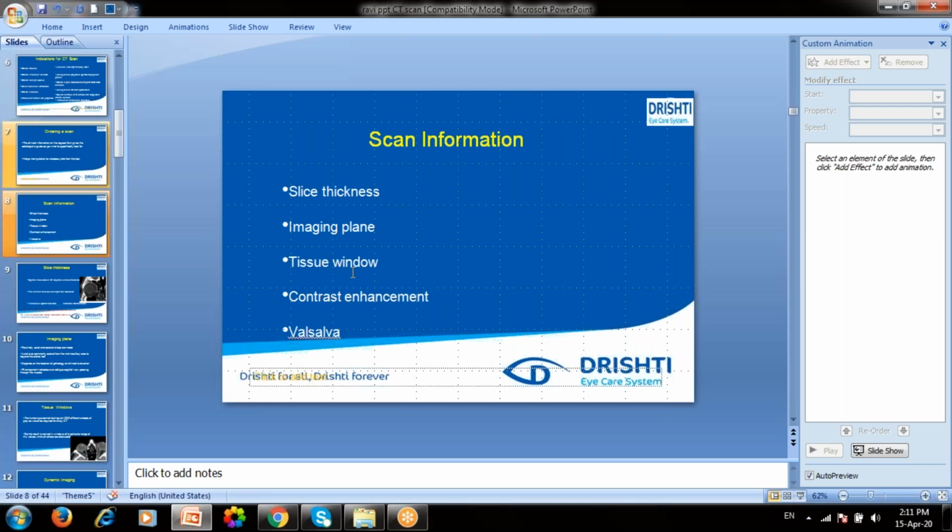So these are the scan information we need to know: slice thickness, imaging plan, tissue window, contrast enhancement, and Valsalva. I'll be explaining all of these with the slides.